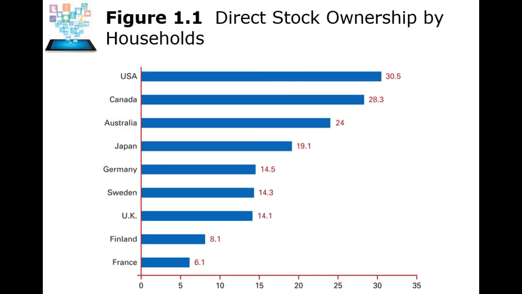Now, stock ownership. As far as the United States, we have the highest percentage of direct stock ownership inside of our households. So 30% of American households own stock. And that is a pretty high percentage compared to the rest of the world. Our stock markets are the largest stock markets in the world and hold about 40% of the world's stock market value.